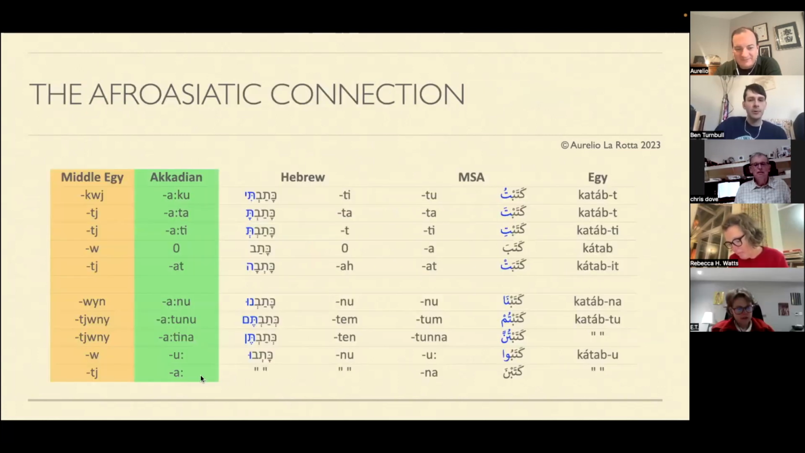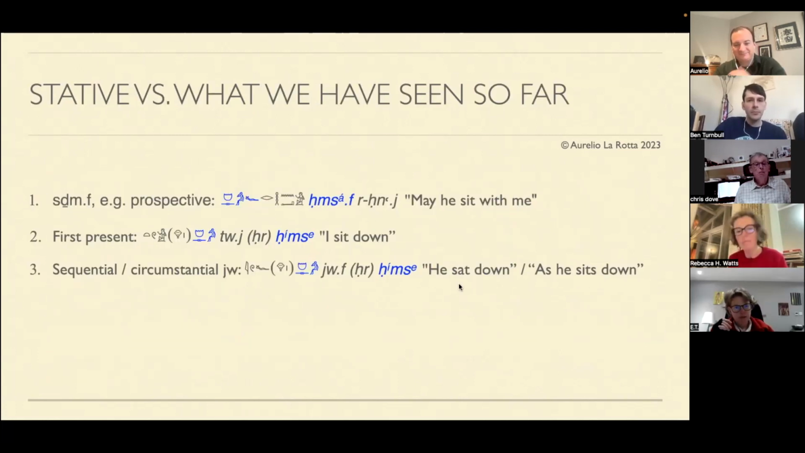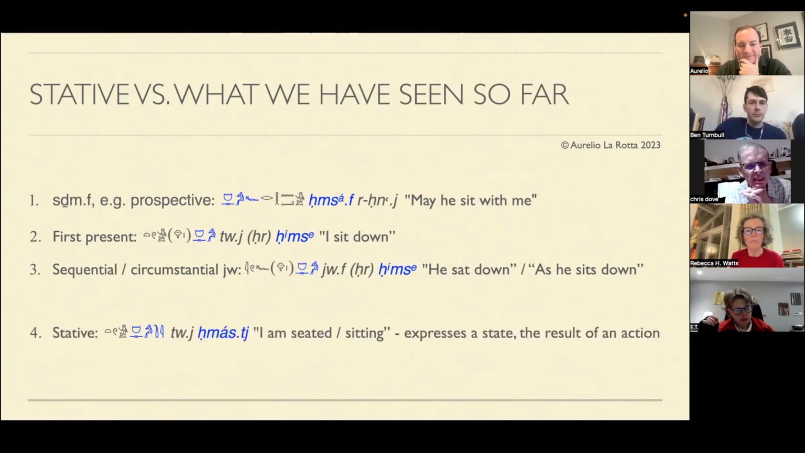I do have a question. Yes, go ahead. You have T here, hamasti. I'm just a little confused because in Neveu, T is listed only for the second person, not for the first. So I'm a bit.